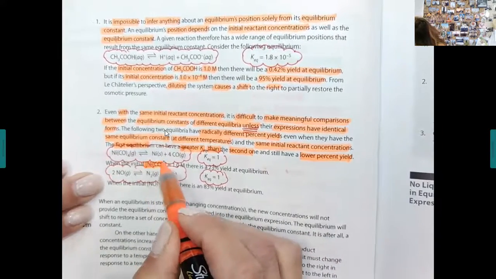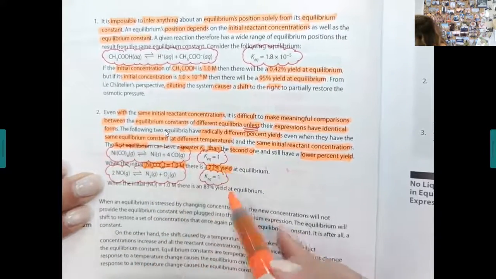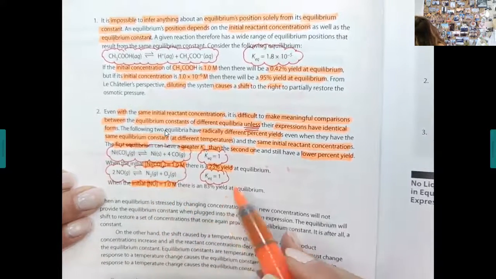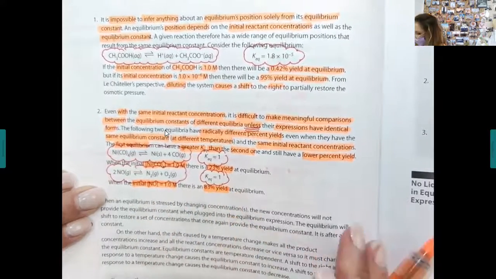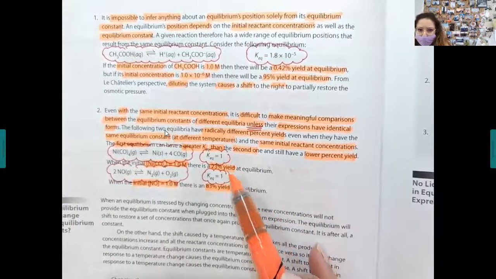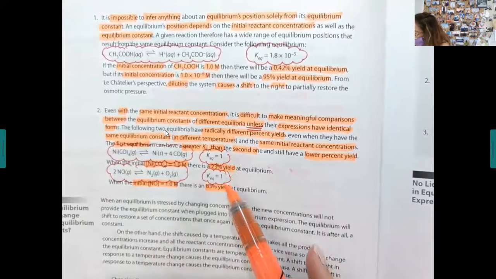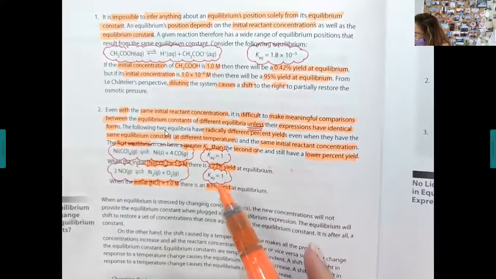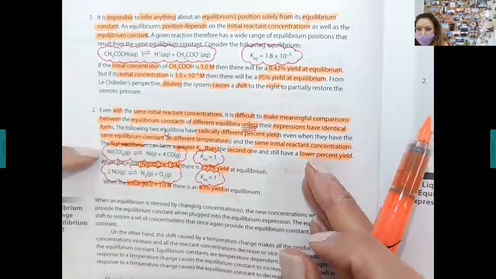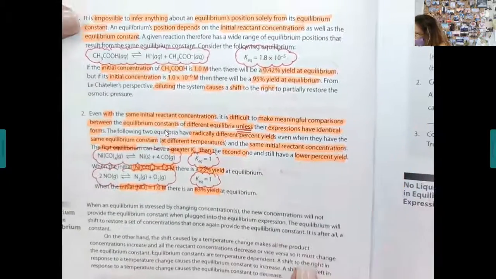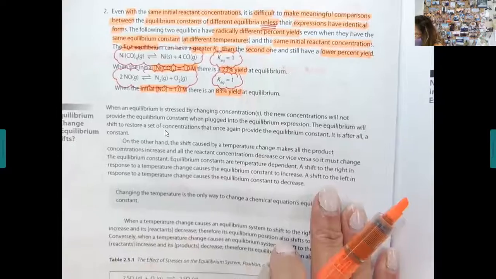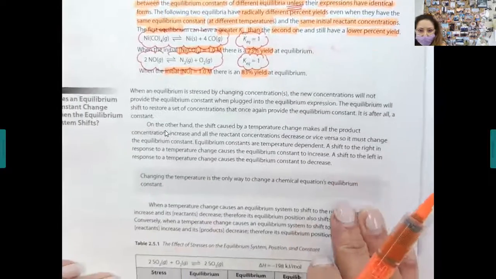Whereas if the concentration is 1 molar, there's a 23% yield. If the initial concentration of NO in the second equation is 1 molar, there's an 83% yield. So it doesn't matter that both of their values are 1 for the equilibrium constant. You just can't make an assumption, because they aren't the same equilibria. Okay, let's go down here to, does an equilibrium constant change when the equilibrium system shifts?